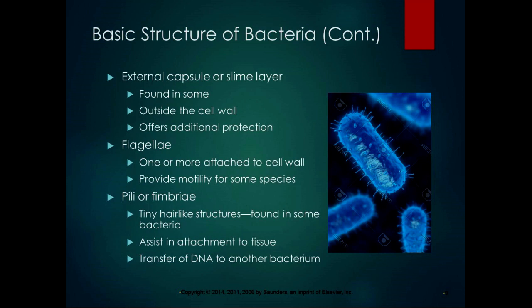Pili or fimbriae are little hair-like structures found in some bacteria, and they assist in attachment to tissue. They can also be used to transfer DNA to another bacterium, so that's how those antibiotic resistance plasmids get transferred.